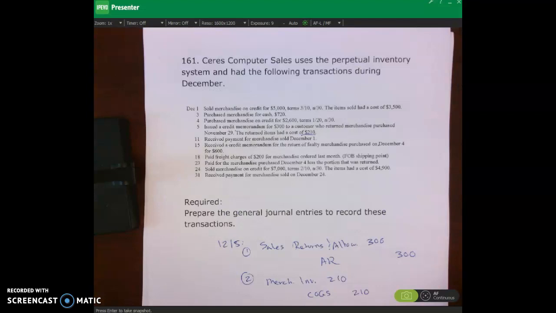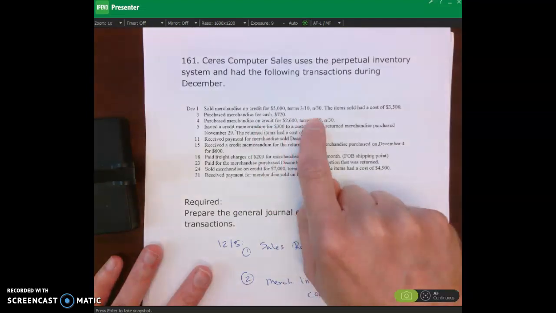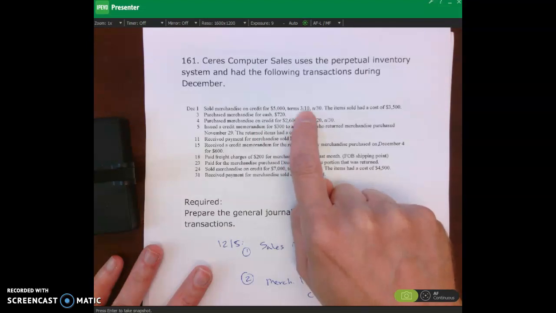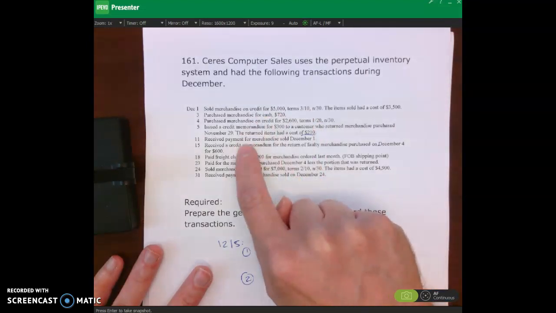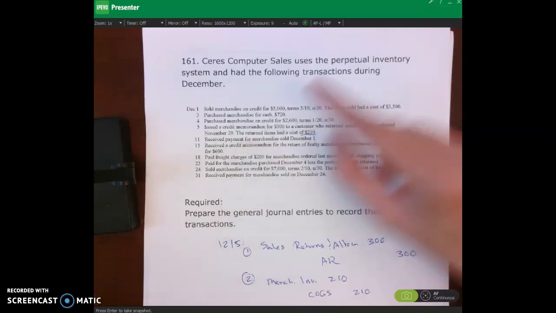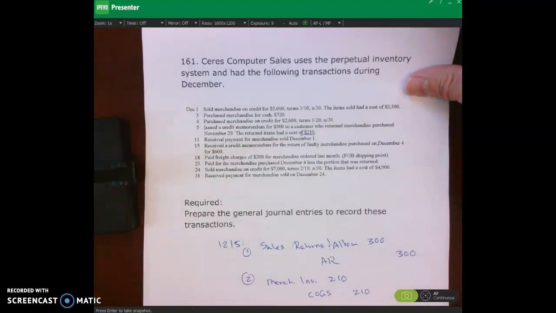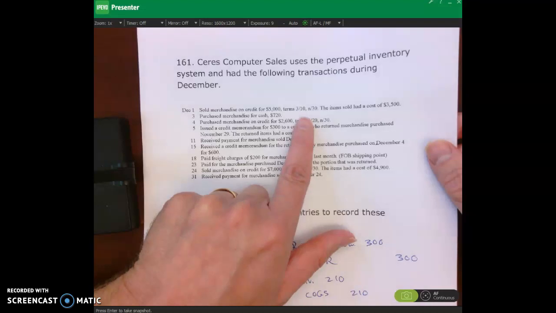It says received payment for merchandise sold on December 1st. Well, you have to look up here and say, okay, that's 10 days. So 10 days from the 1st is the 11th. So we're receiving payment, right? And they're paying us within the discount period. So we have a purchase discount scenario here on the 11th, and it's 3%.